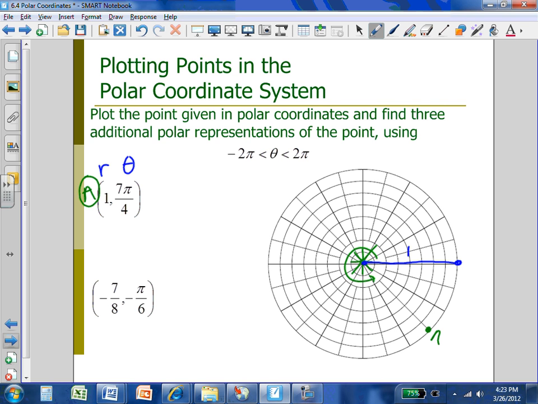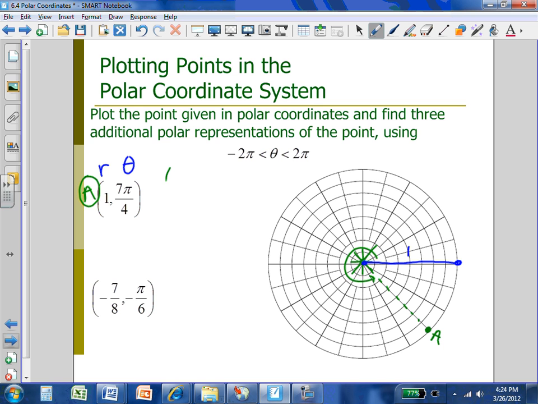Okay, so this is point A. It's directed to 7 pi over 4, but the point is out 1 unit from the origin. Now, what are some other points that could also get there? How else could we tell somebody to get to that exact point?